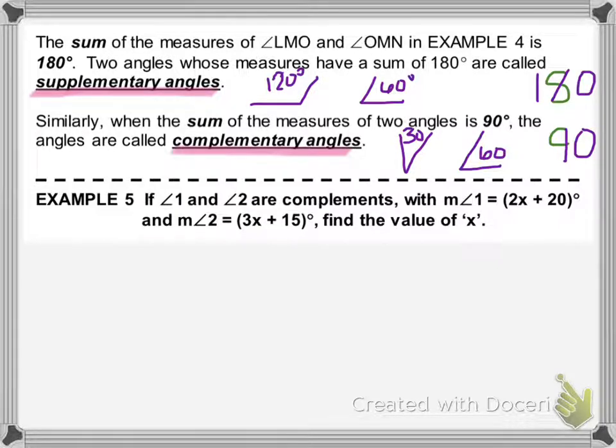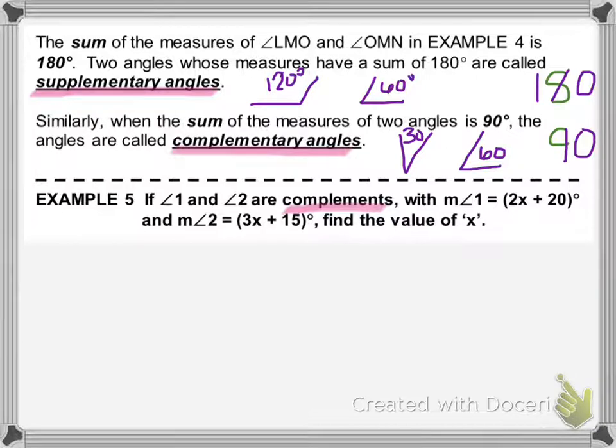Another term that we'll encounter is the word complement and supplement. A complement is what you add to another angle to equal 90. A supplement is what you add to another angle to equal 180.